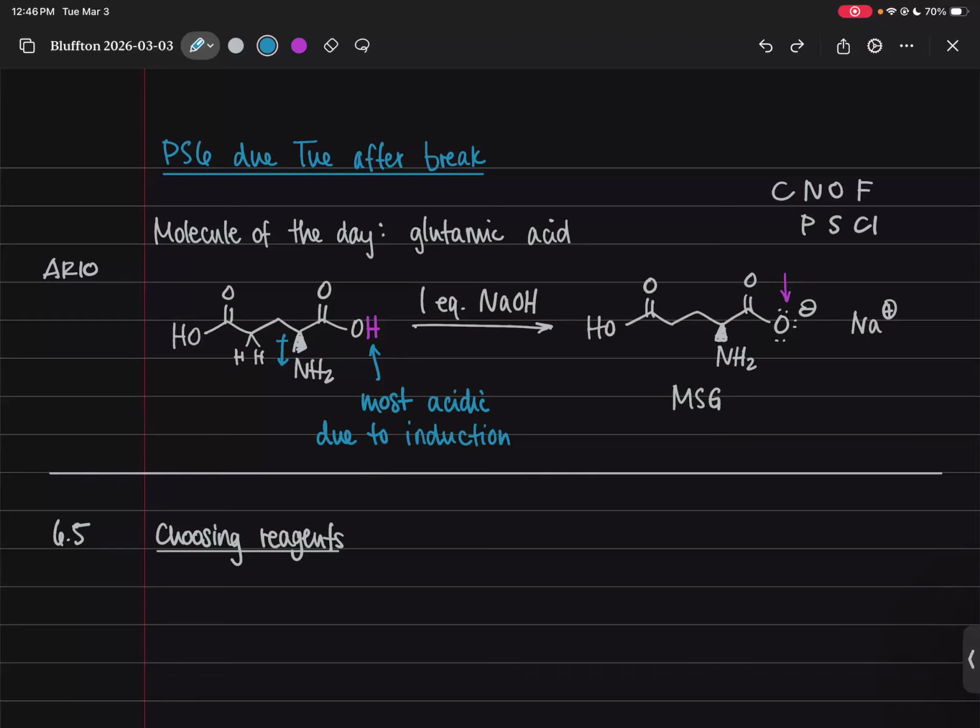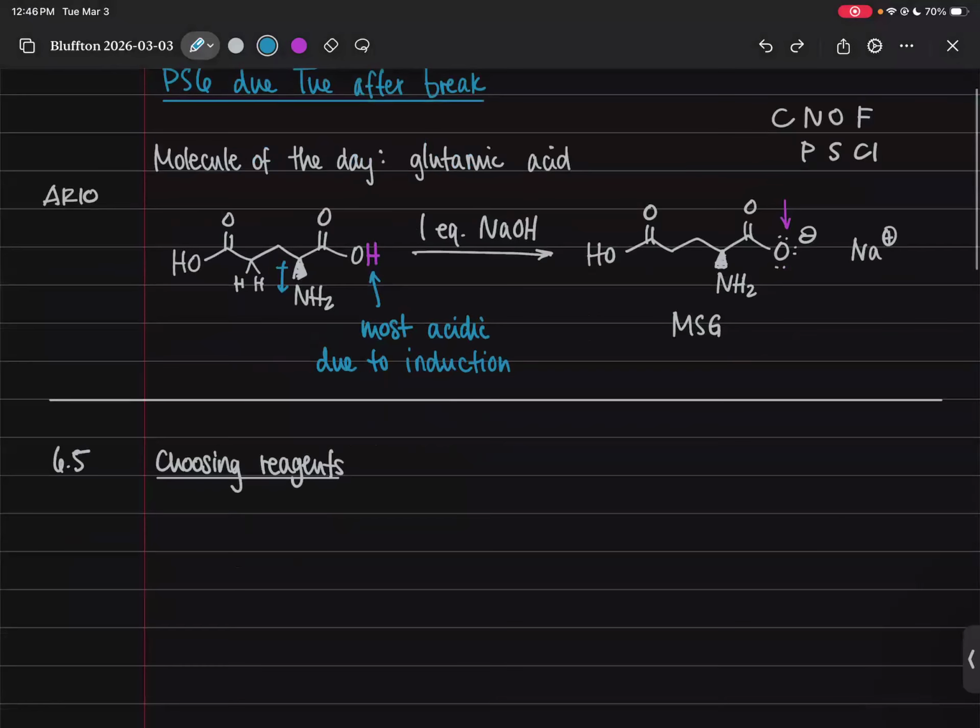So if you treat glutamic acid with sodium hydroxide, you get the conjugate base of glutamic acid, which is glutamate. And if you use sodium as the cation, you get monosodium glutamate, MSG. Unsurprisingly, I've picked sodium hydroxide in this case because I wanted to make MSG. But you could use any base that is strong enough to deprotonate a carboxylic acid to do this reaction. You just might not get MSG specifically.